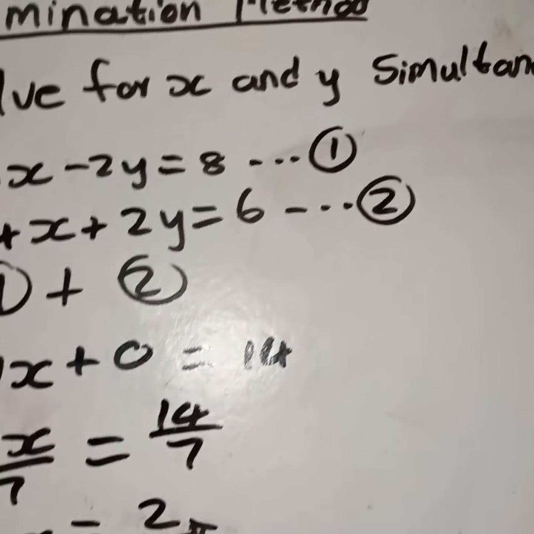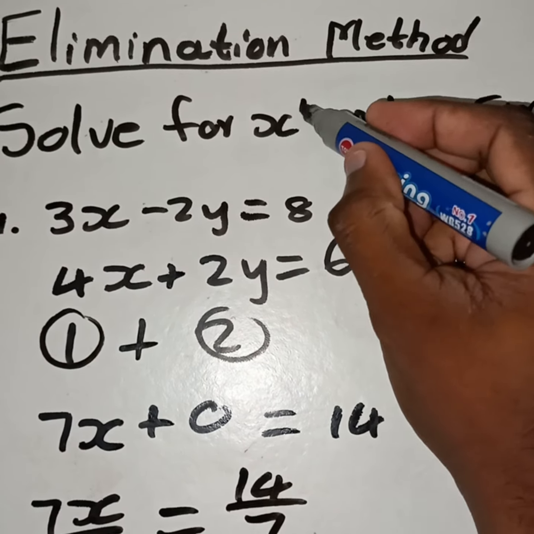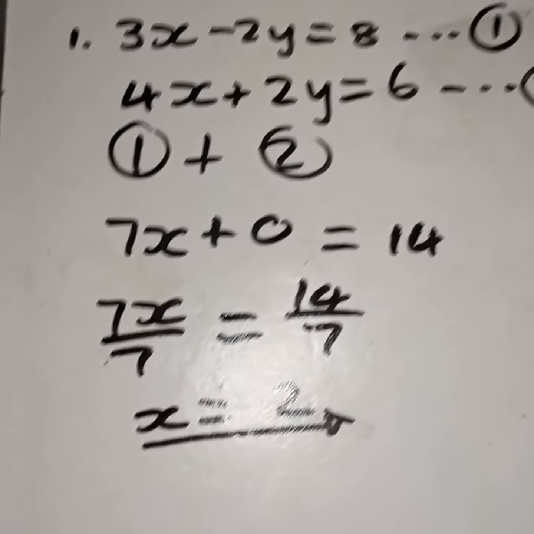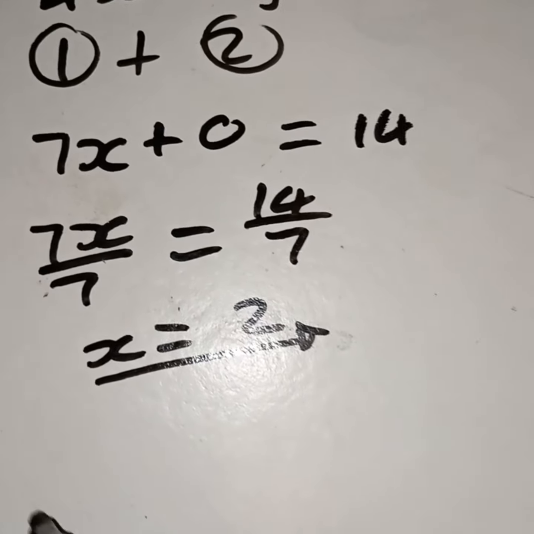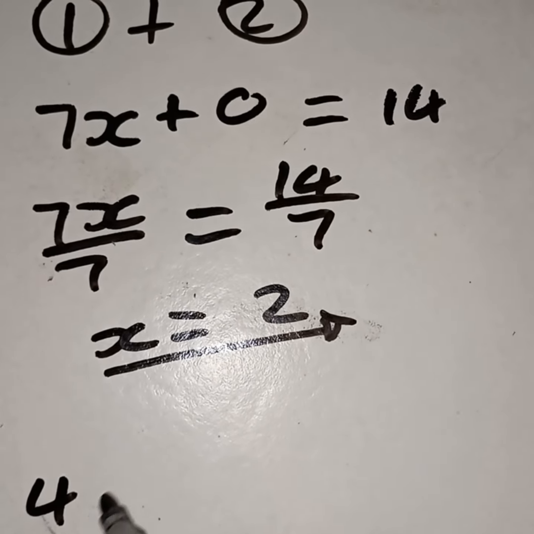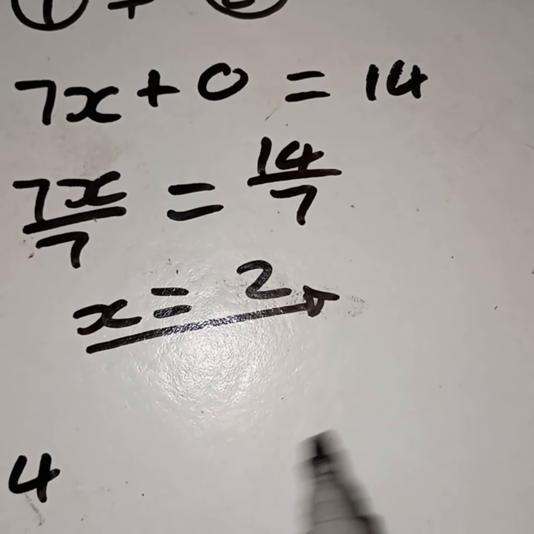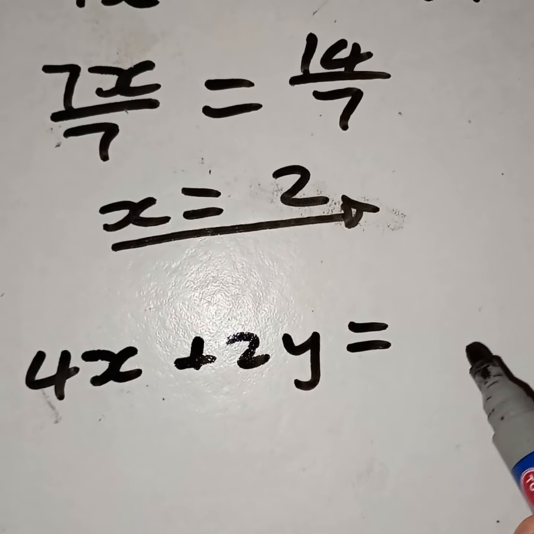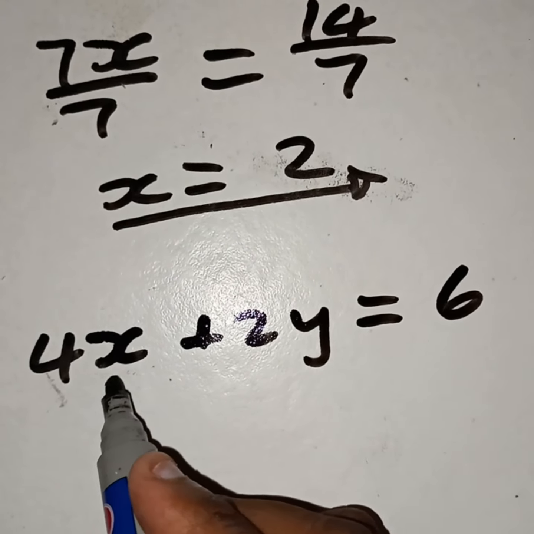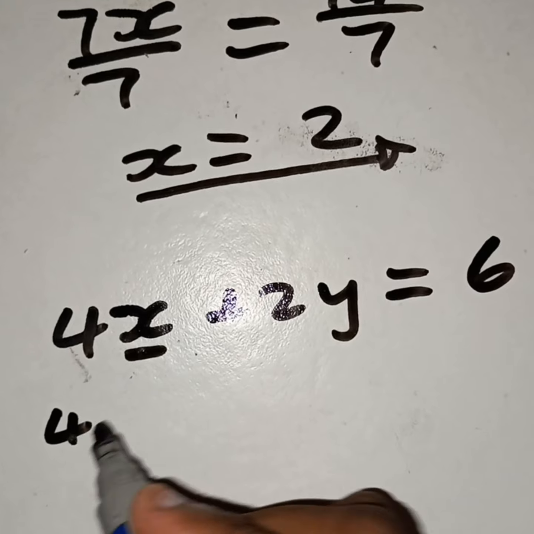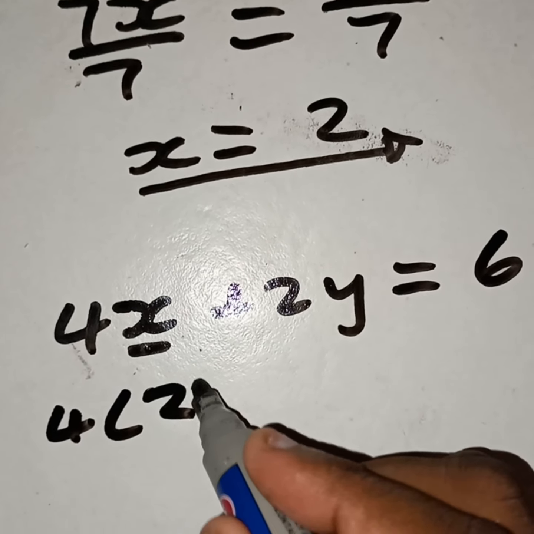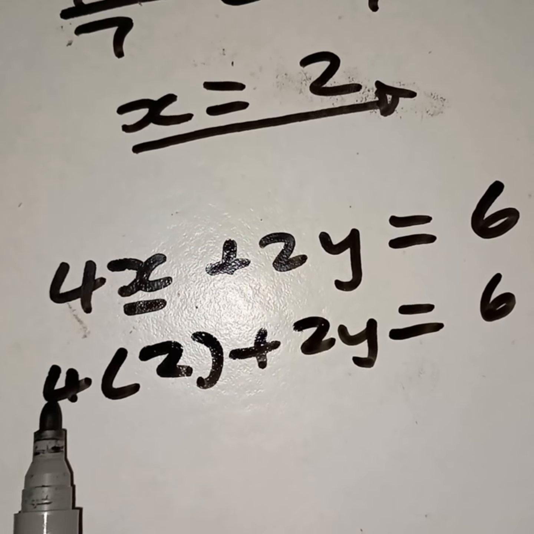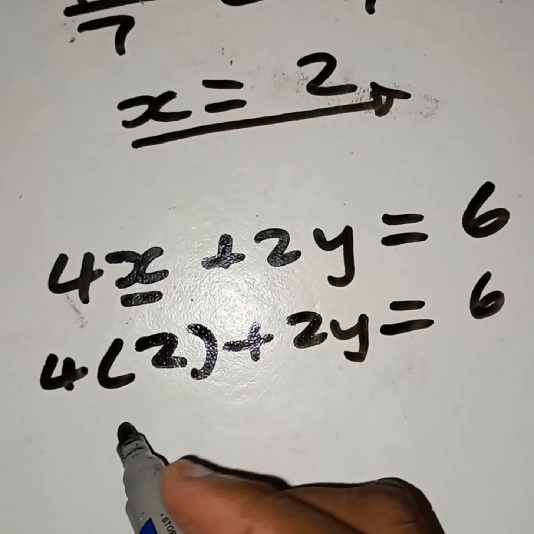But we are not done because we are being asked to solve for x and y. Right now we are done with x, so we have to go forward and look for y. So how do we find y? We have to take one of our equations. Let us take equation 2 and substitute the x value that we have. So we're going to say 4x plus 2y equals 6. Then we know the value of x right now, so we say 4 into positive 2 plus 2y is equal to 6. Then 4 times 2 will give us 8.